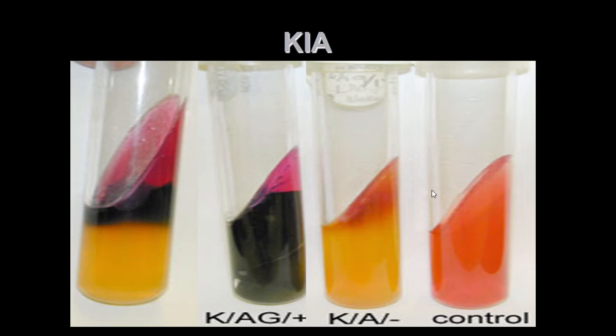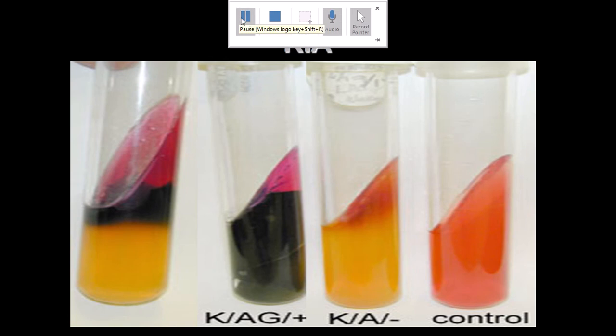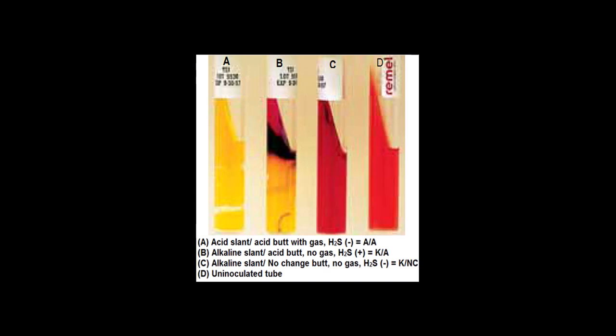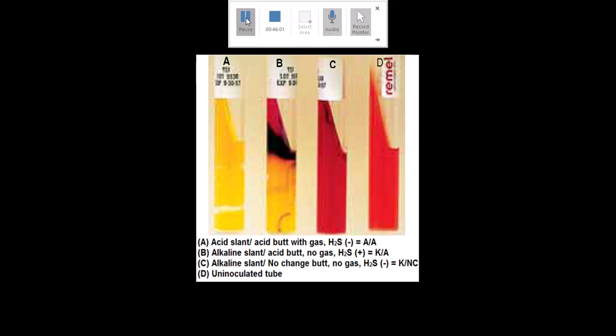So remember the original color, no fermentation at all, and black discoloration means H2S production, and bubbles mean carbon dioxide is produced. So remember that bubbles mean CO2, red means pH is high, yellow means pH is low, meaning acidic. So this is the information that we can get from the Kligler iron agar.